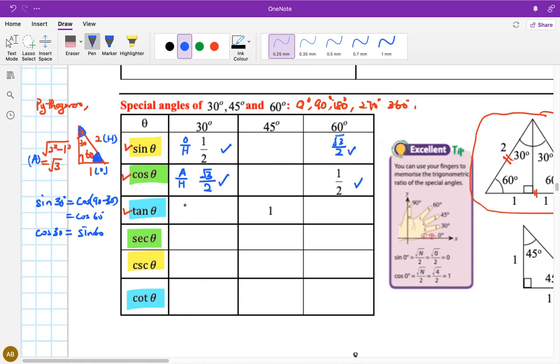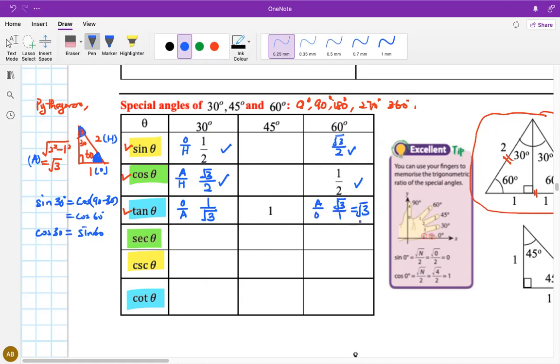Now tangent 30. Tangent 30 is opposite over adjacent. Opposite is 1, and adjacent is square root 3, so we have 1 over square root 3. Then tangent 60 is adjacent side over opposite side. That means you have square root 3 over 1, so square root 3. So 1 over square root 3 is tangent 30, and tangent 60 is square root 3.